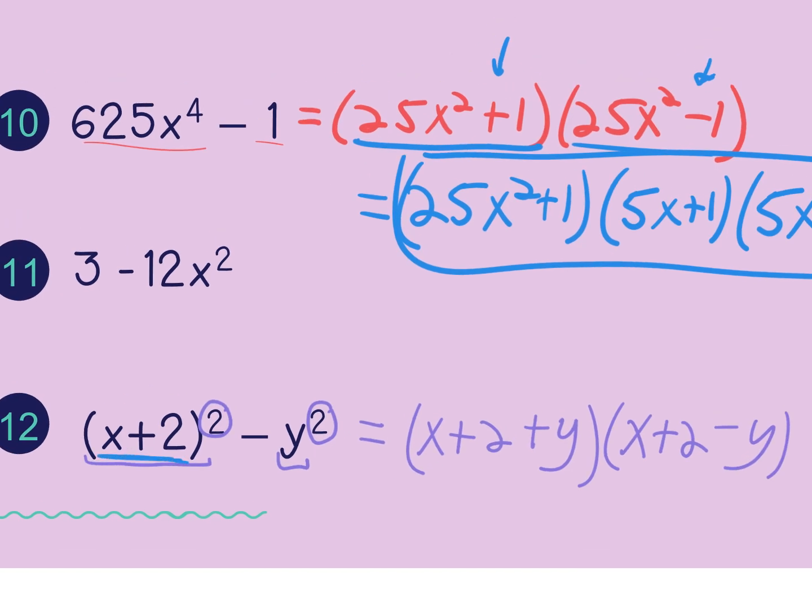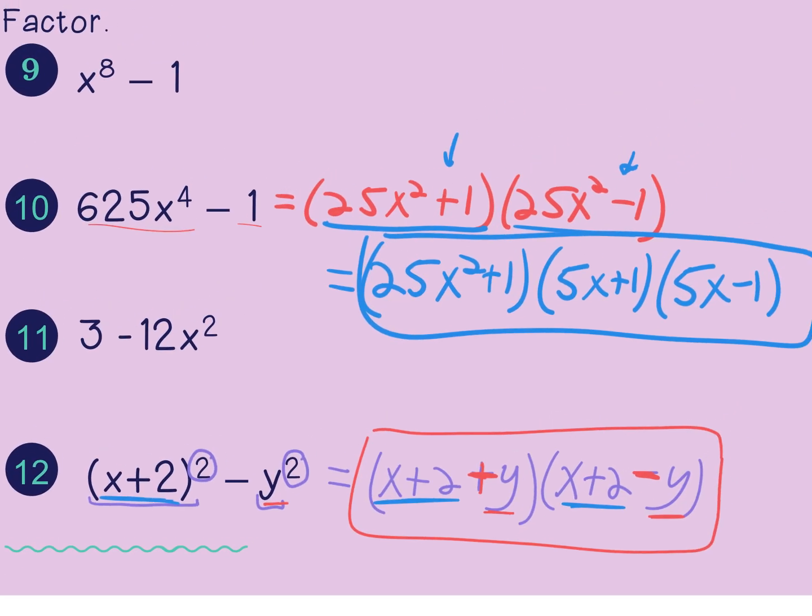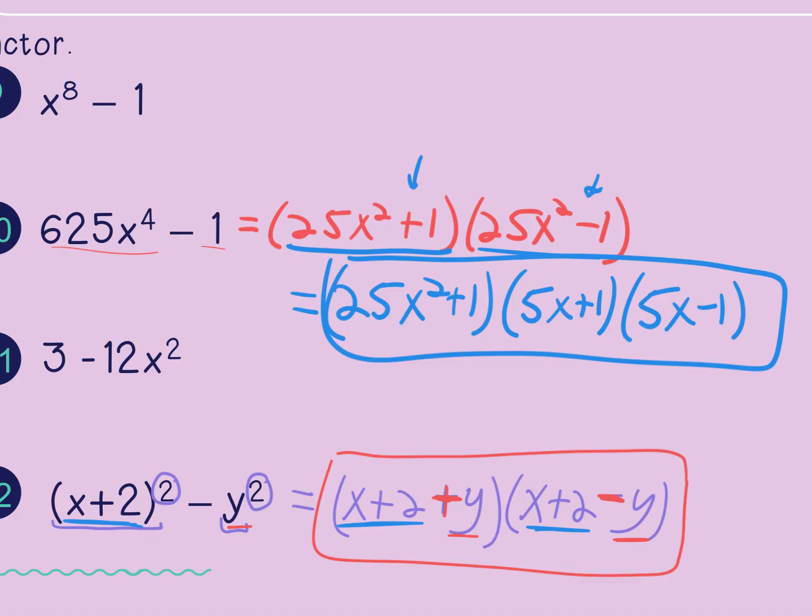So we can do this, right? This x plus 2 is our first term. That's what's going to stay the same. And then this minus y squared is our second term. That's also going to stay the same. We still did our 1 plus, 1 minus. So our rule still applies. Sure, we can do 11.